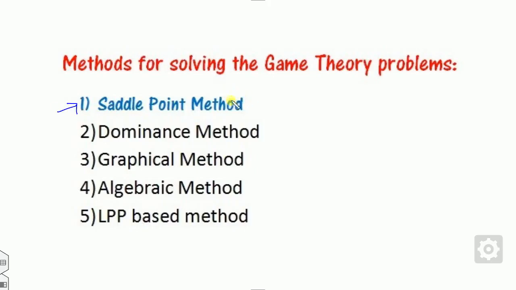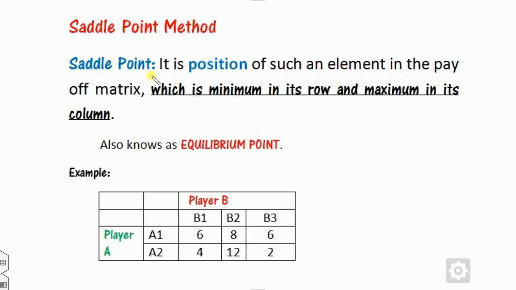It is one of the simplest methods in game theory problems. So how does it work? What is the saddle point? Look at this example. You have to find one number which is minimum in its row and maximum in its column itself. You have to look for the one number in the game problem which is minimum in the row as well as maximum in the column.